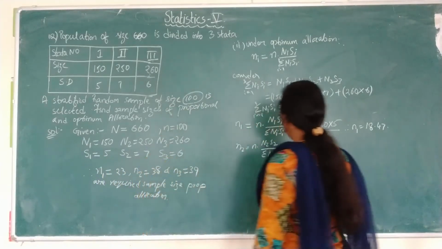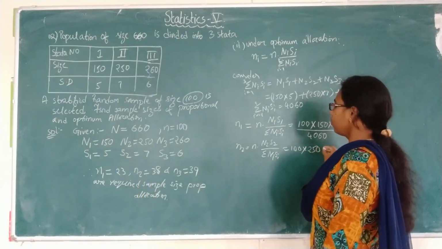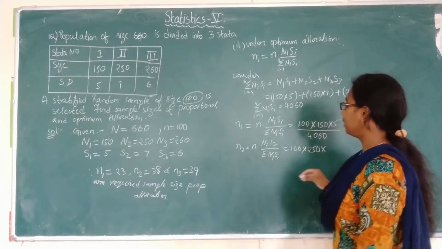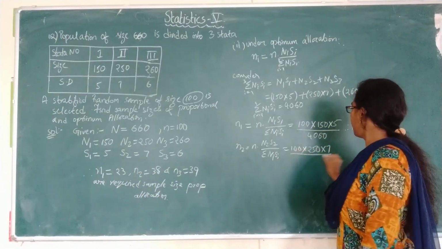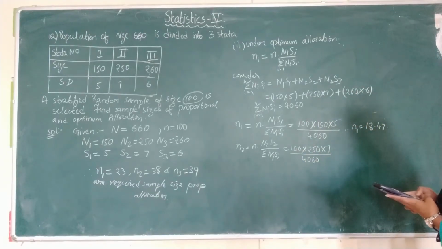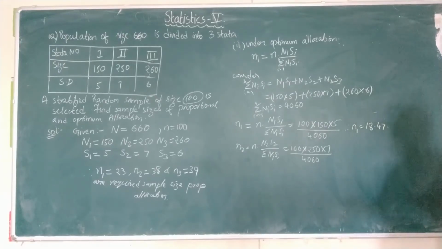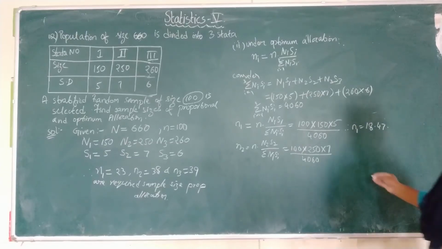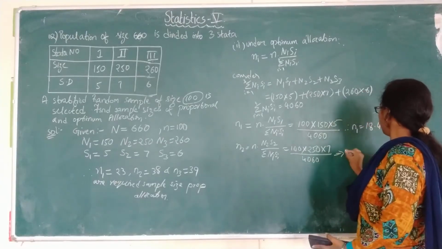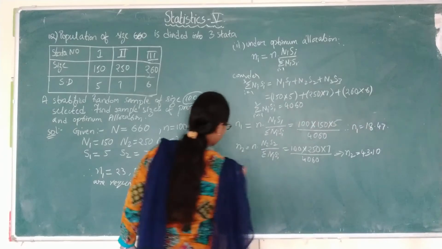Next, similarly find out n2 value, that is n into N2S2 by summation NiSi. So this is equal to 100 into N2 value is 250 into S2 value is 7 by 4060. You will be getting 100 into 250 into 7 divided by 4060 as 43.10. So which implies that n2 equals 43.10.